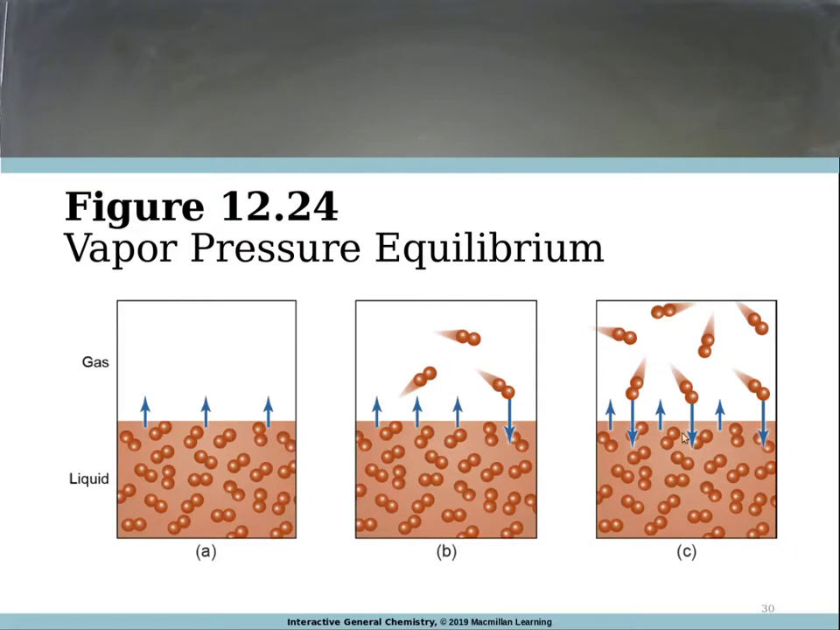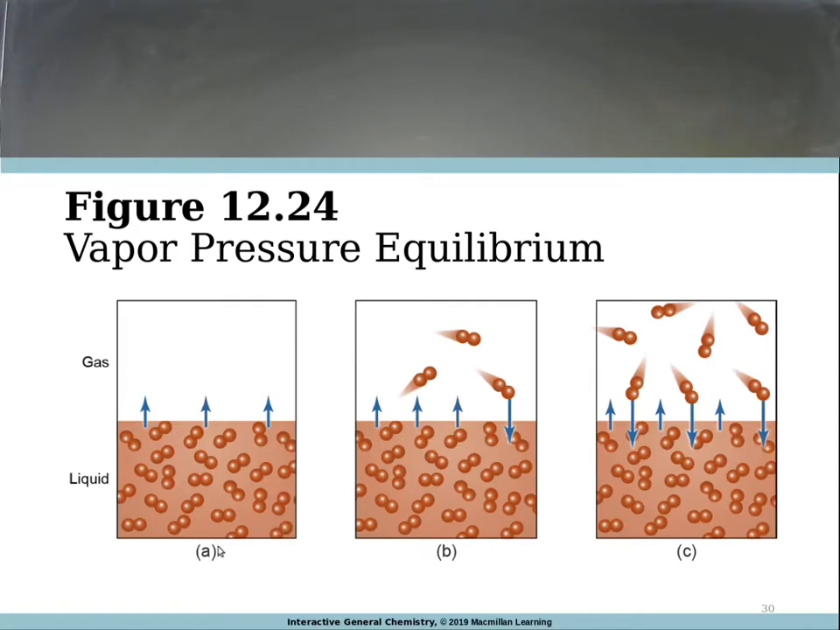So if we look at the last figure here, you can see that for every 3 molecules that escape, there will be 3 new molecules captured. And so that system has reached a steady equilibrium. And that is how we define the vapor pressure.